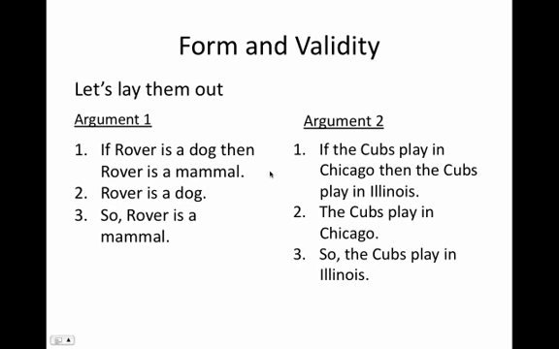Then finally, look at the conclusions that we draw. So, Rover is a mammal, so the Cubs play in Illinois. Well, you'll find Rover is a mammal up in 1 as well, after the word then. Rover is a mammal. Then you find it at the bottom, 3, Rover is a mammal. Cubs play in Illinois. You find it up there in 1, Cubs play in Illinois. Alright, this seems trivial and easy and elementary, but pay attention.